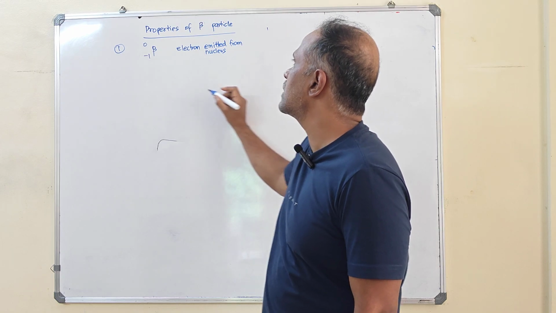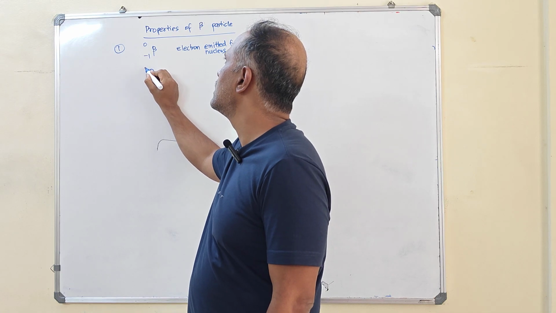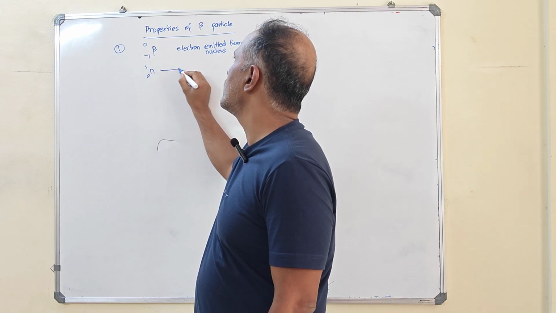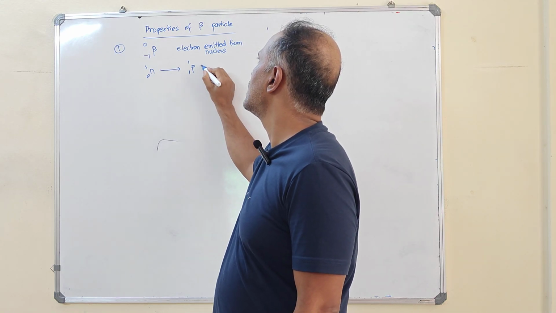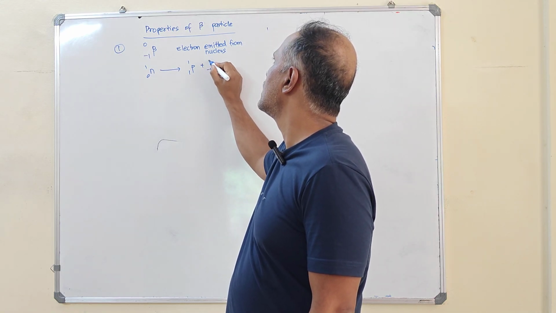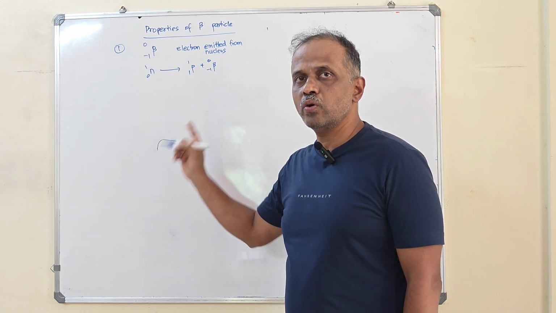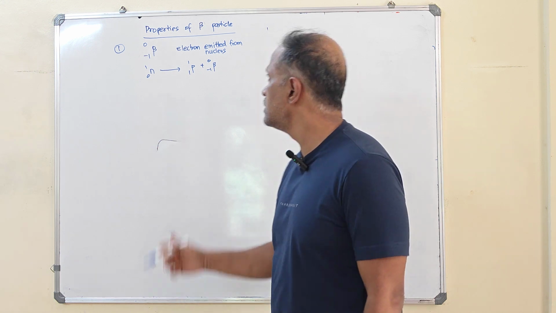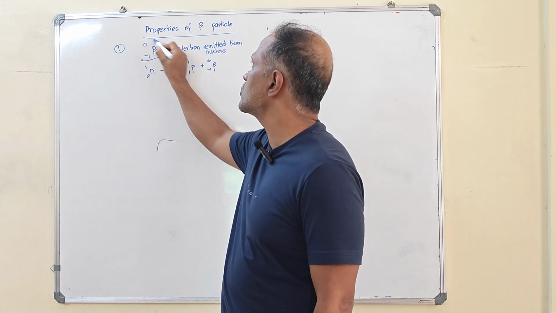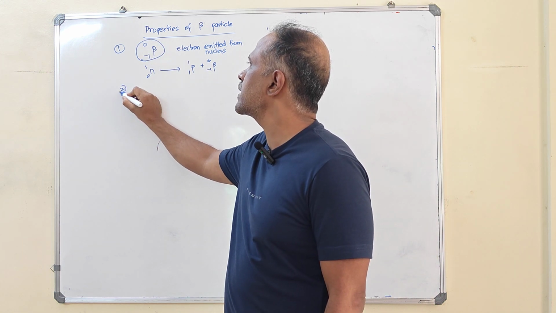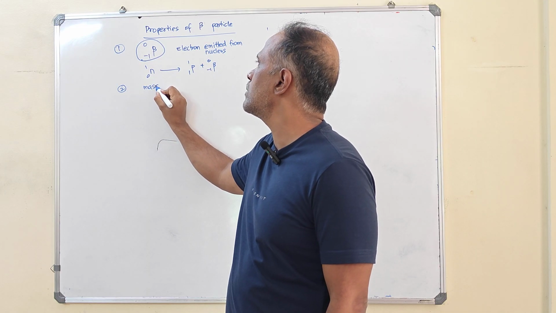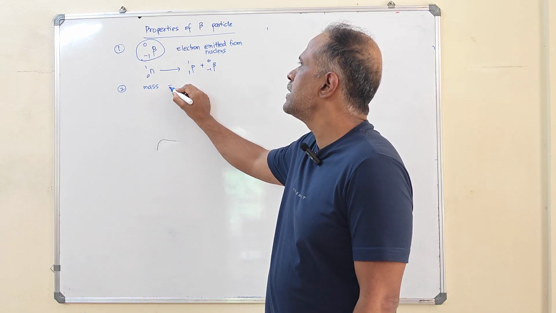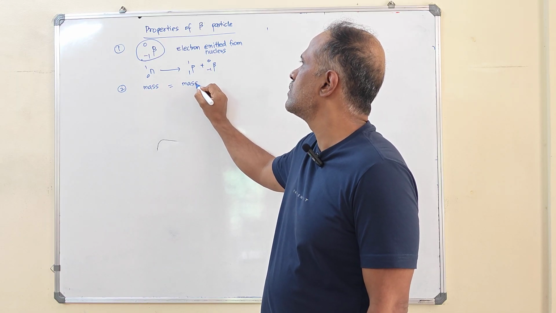When does this electron emit? When a neutron is being converted into a proton. So at that time beta particle is emitted. Now this is a representation of beta particle. What is the mass of beta particle? What is the rest mass of beta particle? The rest mass is the same as the mass of electron.